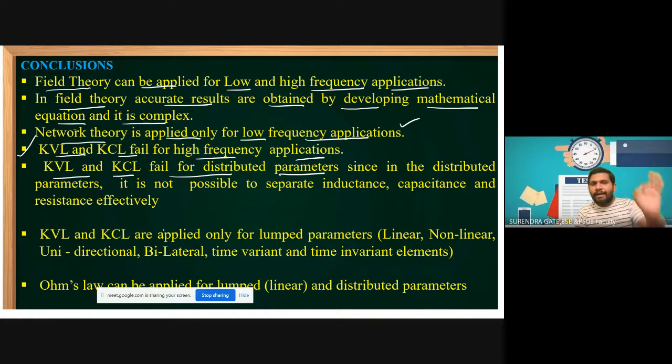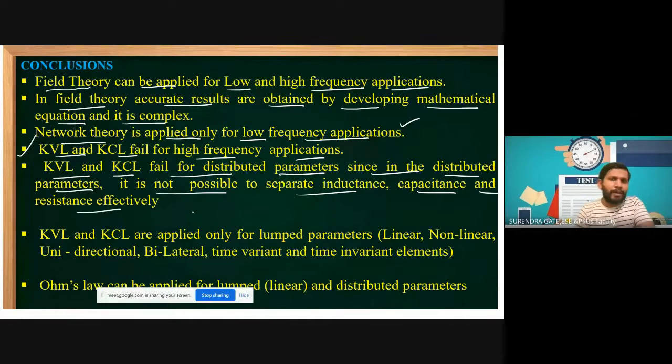Told already. It is applicable only for lumped parameters, since in distributed parameters it is not possible to separate inductance, capacitance, and resistance effectively. That's the reason why it fails for distributed parameters. Yes, students, KVL and KCL are applied only for lumped parameters. It may be linear or non-linear, unilateral, bilateral, time variant, time invariant, no problem. But particularly it is a lumped parameter.